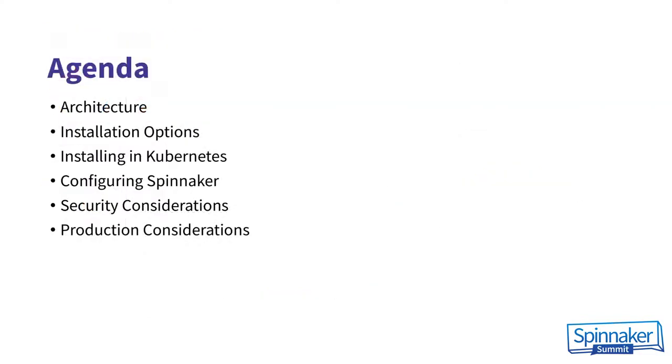What I'm going to talk about is the architecture of Spinnaker. I'm going to talk about the different install options that are available, and I'll do a very simple install in Kubernetes. During this session itself, I'll set one up in Google Cloud, in GKE, get it up and running, and run a pipeline in it. So if you want to try it out later, you can do that. It doesn't take a whole lot.